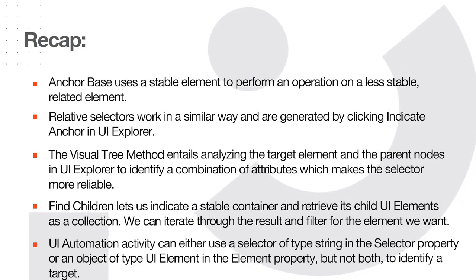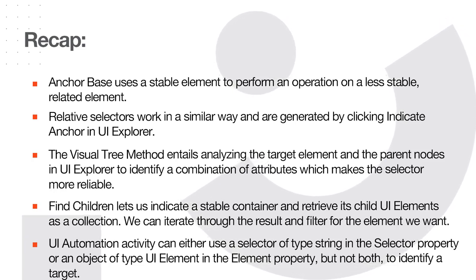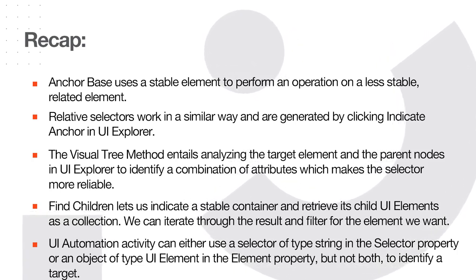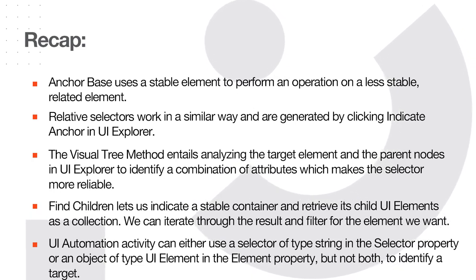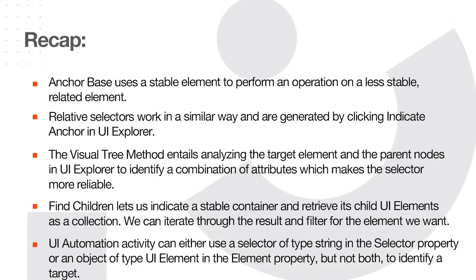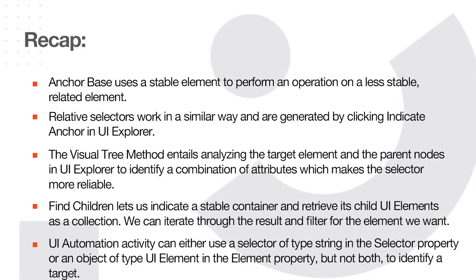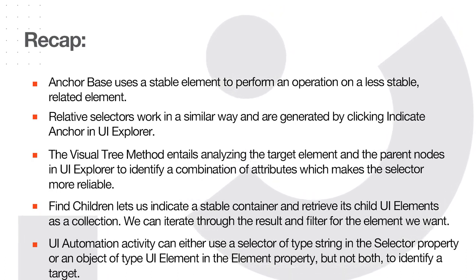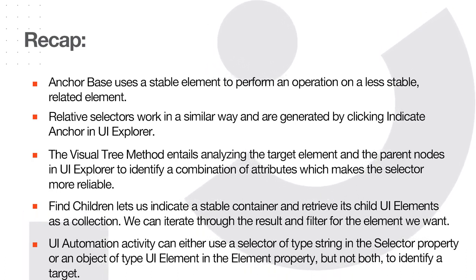The visual tree method entails analyzing the target element and the parent nodes in UI Explorer to identify a combination of attributes which makes the selector more reliable. Find Children lets us indicate a stable container and retrieve its child UI elements as a collection. We can iterate through the result and filter for the elements that we want. UI automation activity can either use a selector of type string in the selector property or an object of type UI element in the element property, but not both, to identify a target.